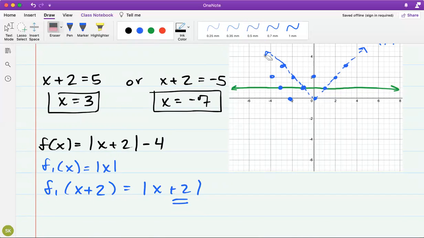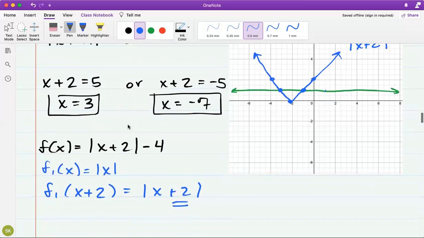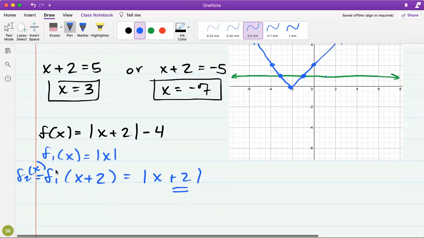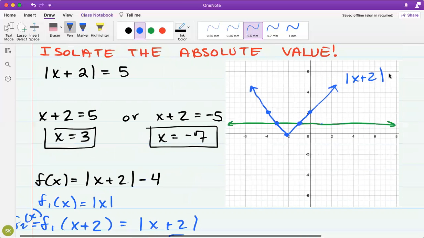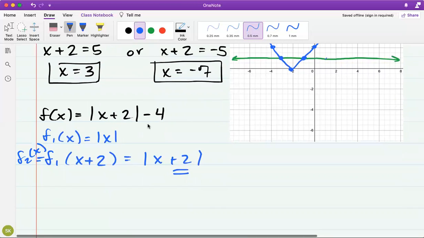I'm going to erase this parent function because I'm going to get confused with all of that. Okay, that's enough for right now. So let's draw it like this. And so this is the function x plus 2. And now we're going to label this function. We're going to call it f2 of x, if you remember doing these transformations of graphs. So this is a new function, f2 of x. And the reason I'm doing that is because I need to make one more change.